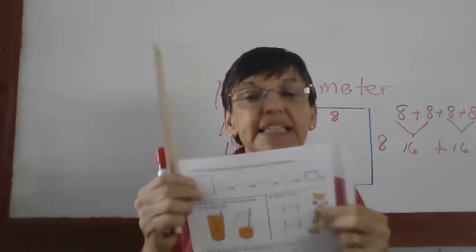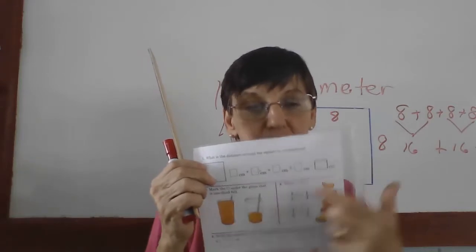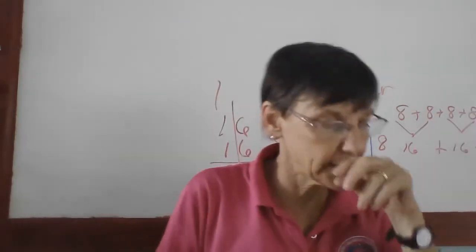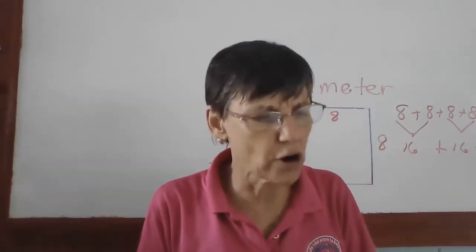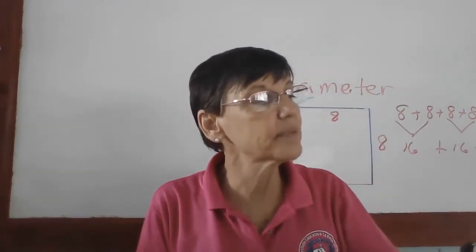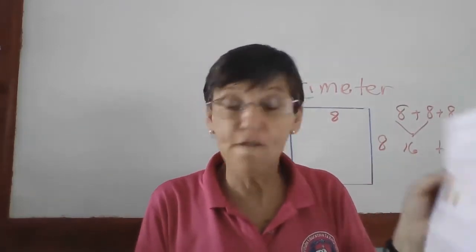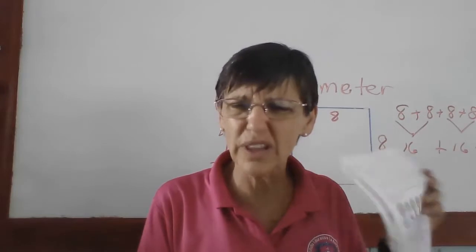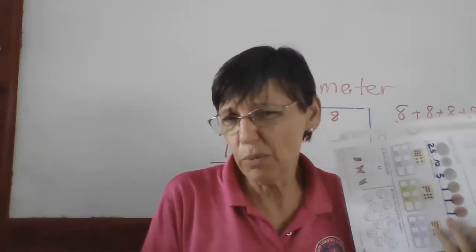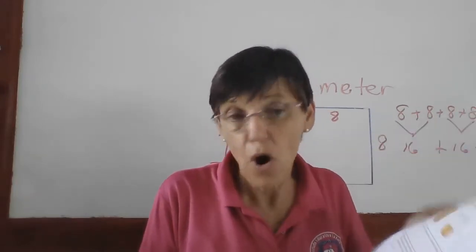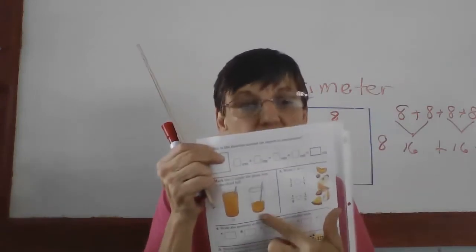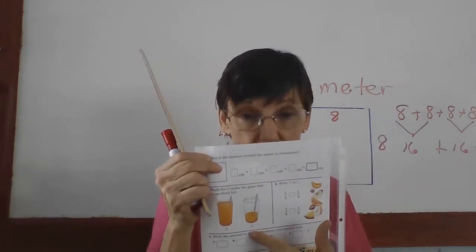Okay? Now, let's look at the orange juice glass. Here's the directions. They say we have 2 glasses of orange juice. One is filled, and one is only 1/3 of the way. One of them only has 1/3. Which one of these glasses is 1/3 of the way filled?